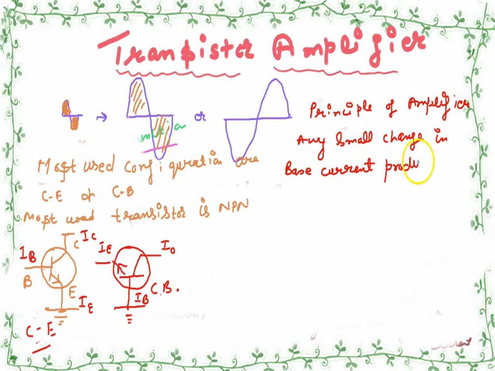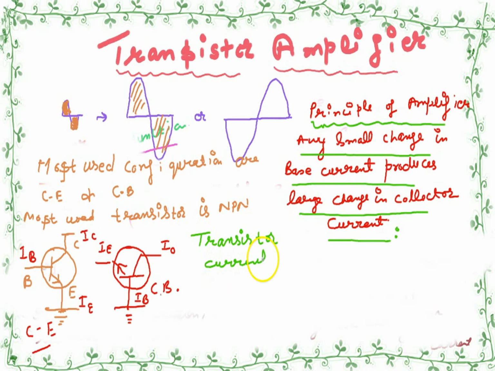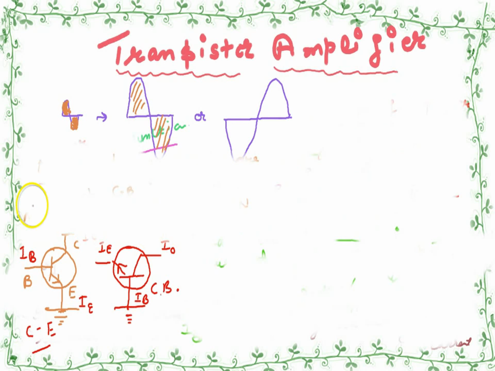Now, what is the principle of an amplifier? Any small change in the base will produce a very large change in the collector side. So what is the transistor current equation? Very simple. Emitter current is the sum of base and collector. Base current is always very small, in microamperes, emitter in milli, and collector in milli. IB is very, very small base current because it is in microamperes.